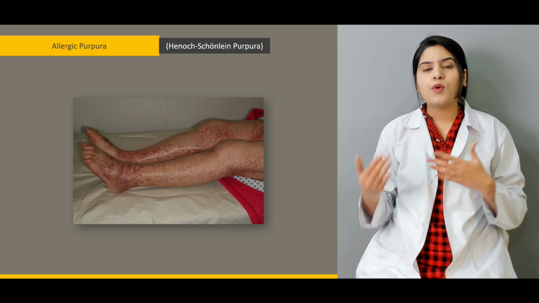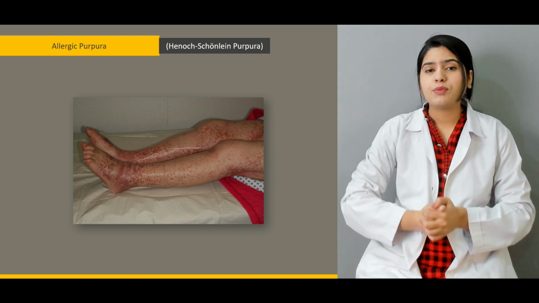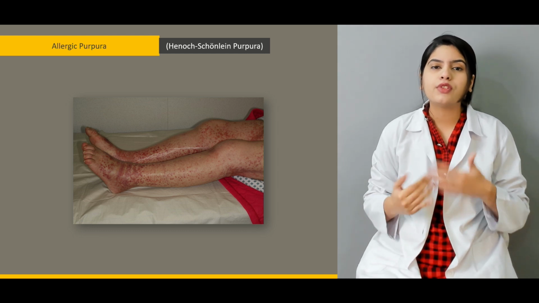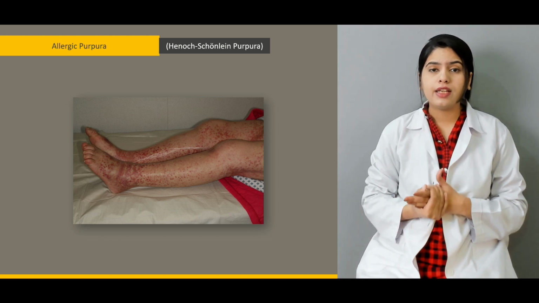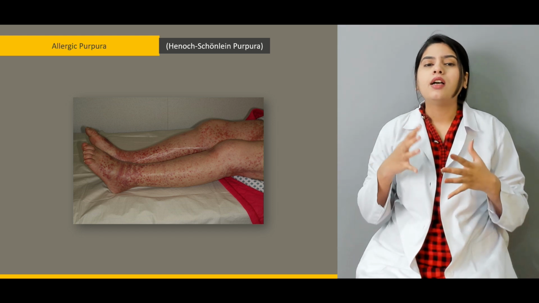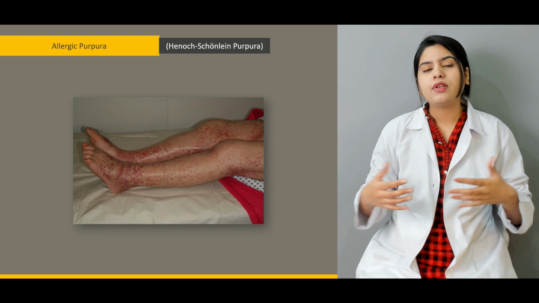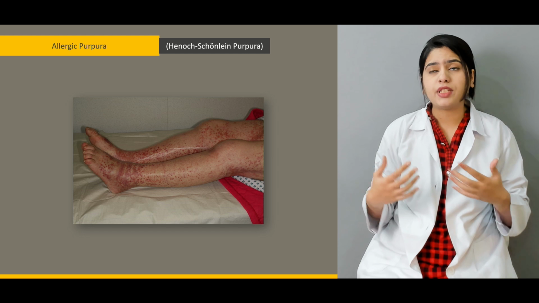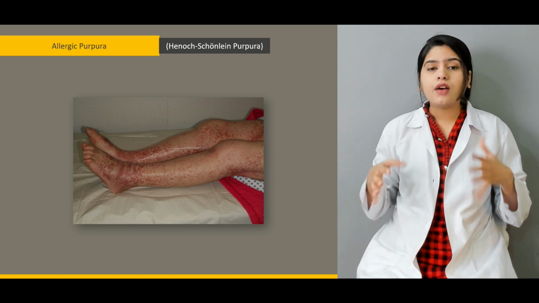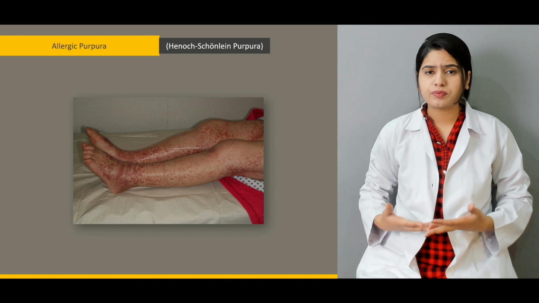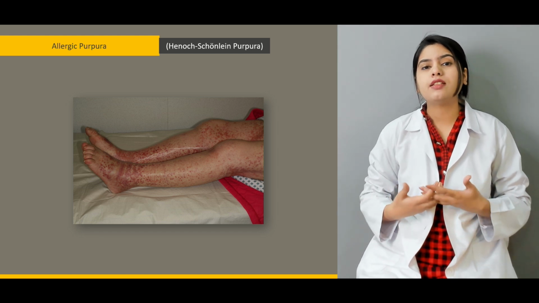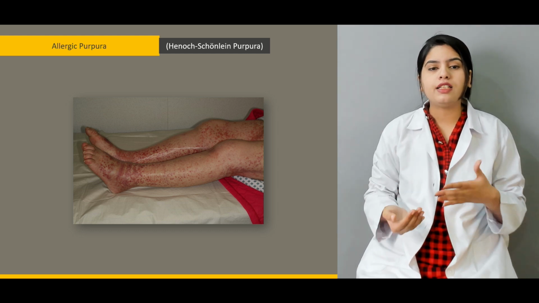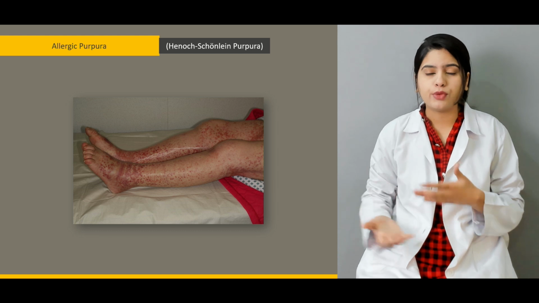Moreover, in most cases this disease occurs after some kind of respiratory infection. In adults, mostly it is after an upper respiratory tract infection or some kind of gastrointestinal disorder, maybe hepatitis or any other disorder. After that, this disease occurs. The exact cause of this disease is not known, but it is known that inflammation of the small vessels leads to this allergic purpura.